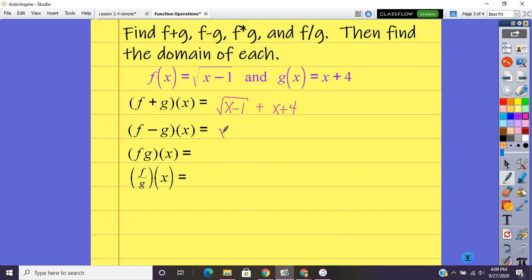Subtraction is going to be very similar. The only thing you have to be careful of, and I should have said you could put these in parentheses, it's not that important except on subtraction and on multiplication, because this negative is going to distribute. So this one will actually be square root of x minus 1, still all under the square root, minus x minus 4. All right, what about multiplication? Well, once again, f of x times g of x.